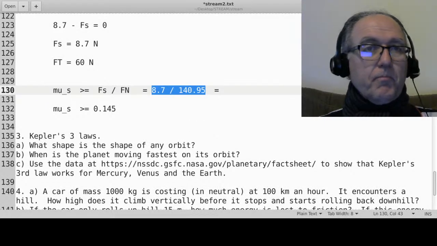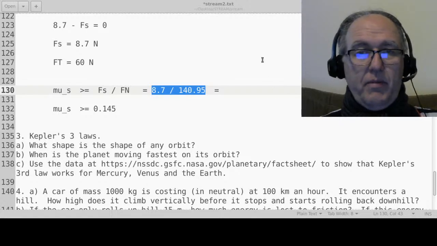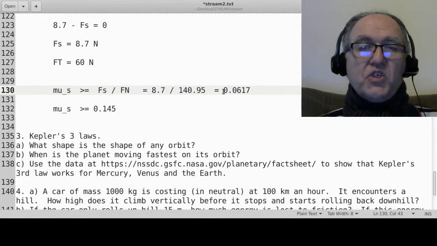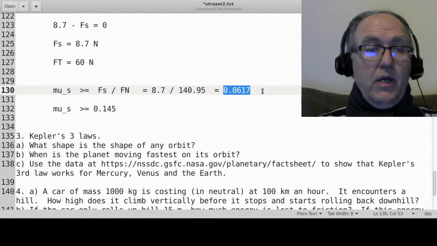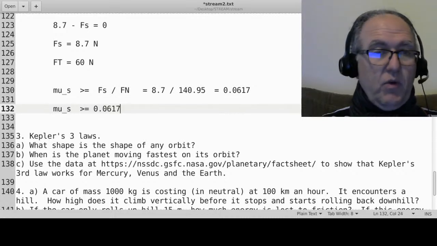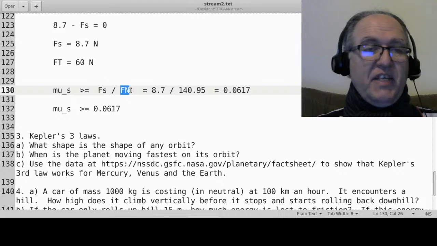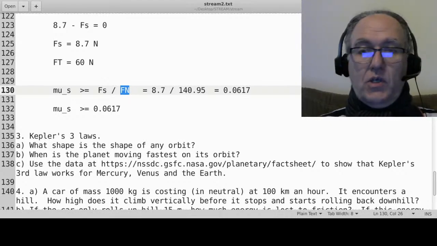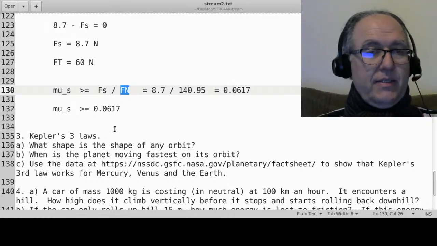Fn is the same through all three of them. Here we go. It's this number here, which still, for theoretical reasons, must still be bigger than mu k. Okay, so yeah, here we go. It's 0.0617. Okay, I'm glad you caught that. Well, the mistake I made was I put ft there instead of Fn. So good. That should fix that. All right. So, well, that's it.